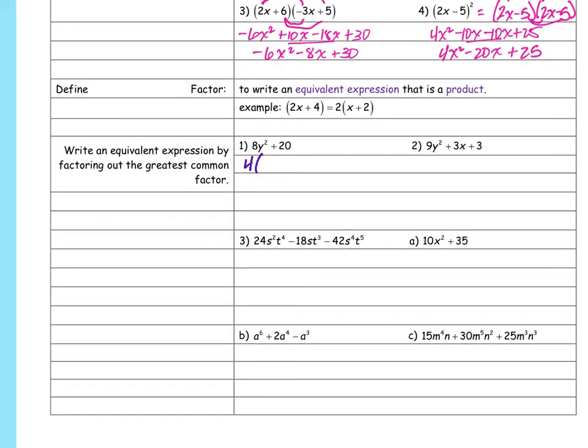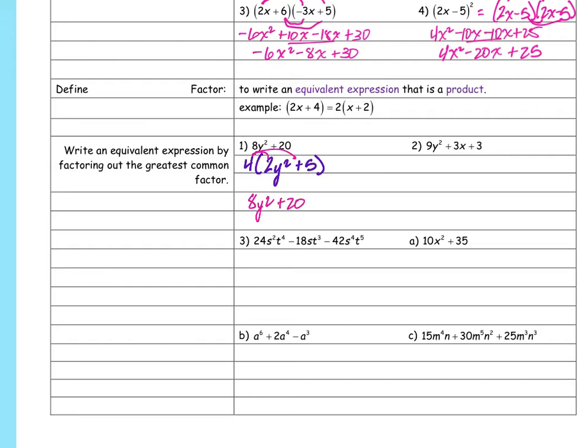So 4 here, and then I get 4 goes into 8, 2y squared, and 4 goes into 20, 5 times. So you can check to see if you factored correctly, and how you do that is just multiply it back out. If I multiply this back out, I should get my original problem, right? So 4 times 2y squared is 8y squared, and 4 times 5 is 20.